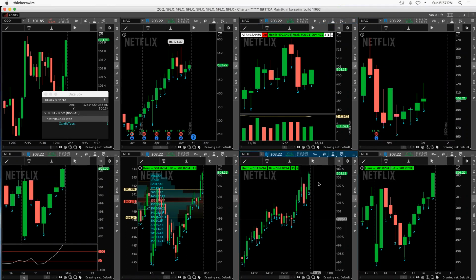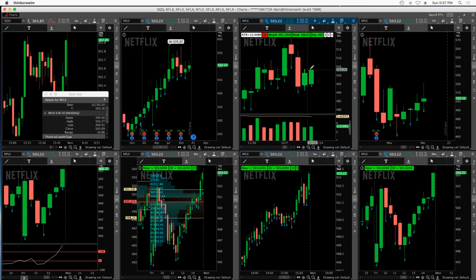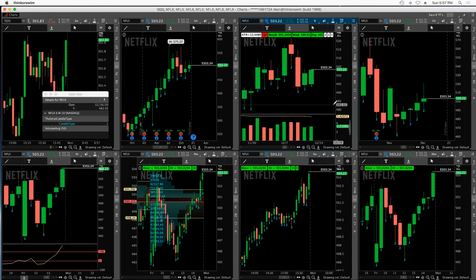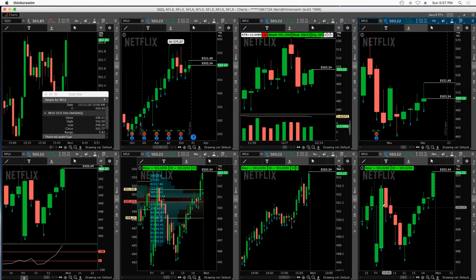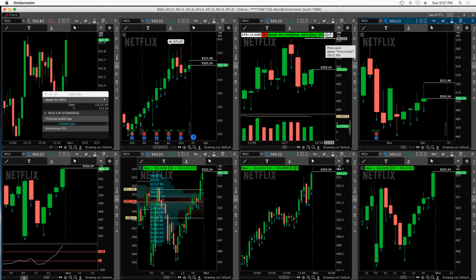All right, so Netflix. This one looks really good. We had double inside days. And the second one closed up at the top of the range, so that's a pretty strong candle. Yeah, this looks really good. I mean, it's a doji on the week, but, oh, wait a minute. So what's the high up here? 521. So yeah, there's plenty of range on this.